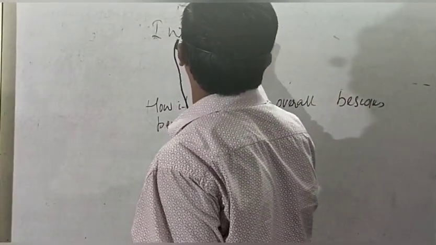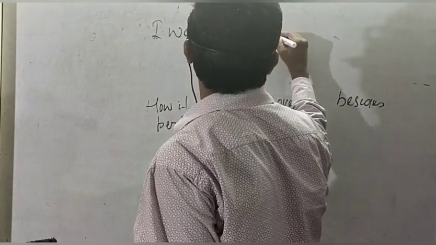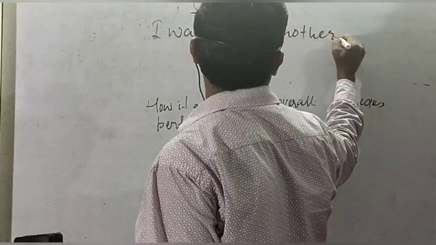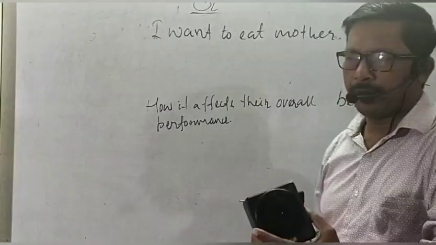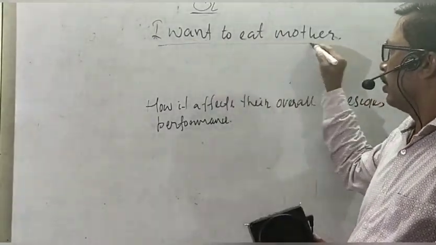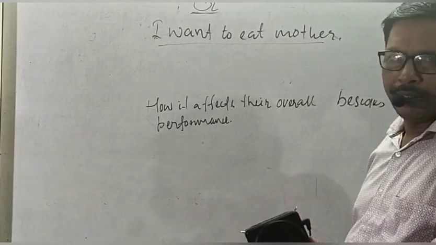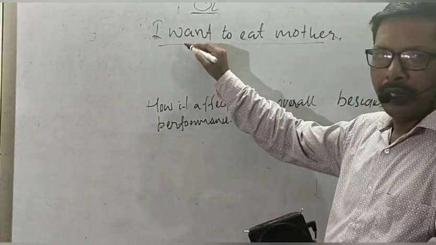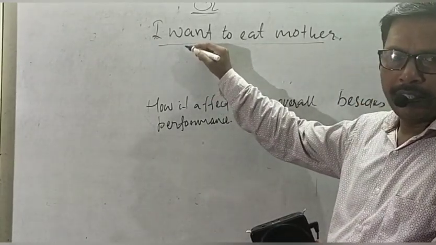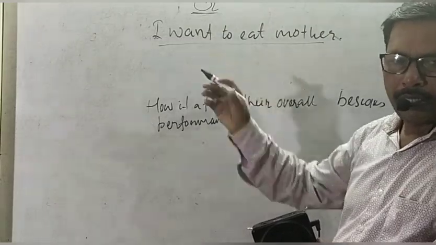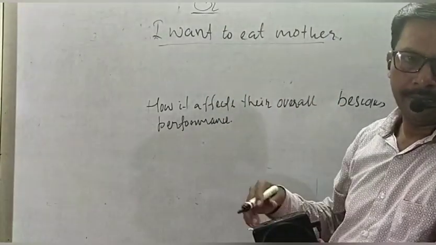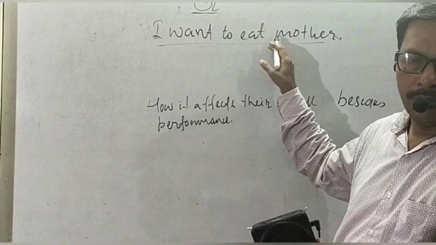I want to eat mother. Look at the sentence. No comma, nothing. Only a full stop at the end. It means what? I want to eat mother, as if mother was an item.